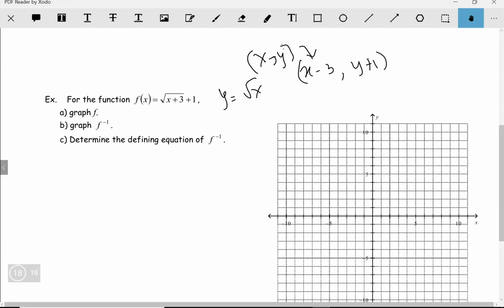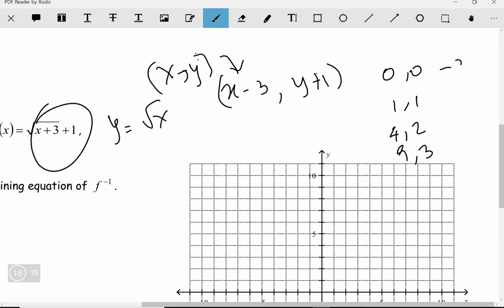So our points are going to be 0, 0; 1, 1; 4, 2, the parent function. And then I'm going to map these points to this guy over here, so I'm going to do -3, 1, this goes -3, so -2, 2, 1, 3, 6, I think I mapped that correctly.